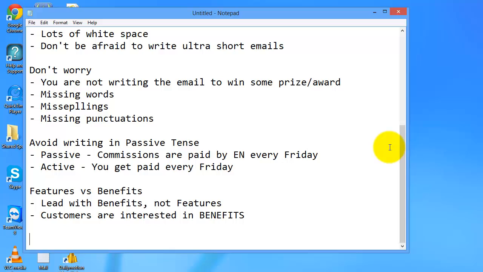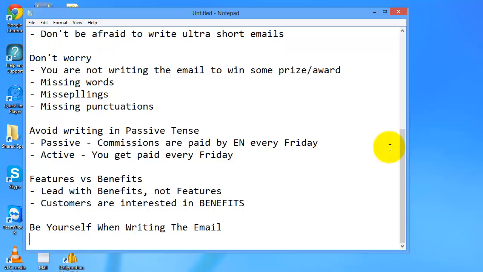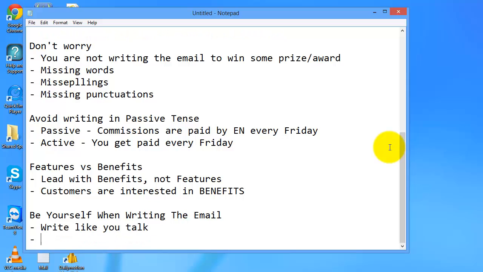Next thing is, whenever you are writing the email, always be yourself, right? Be yourself when writing the email. Basically, what does that mean? Be yourself is like, write like you talk. Do not make it too complicated. Be easy. Be easy on yourself. Be easy on the prospect. Be easy on the email. Just act how you come across in normal life, right?